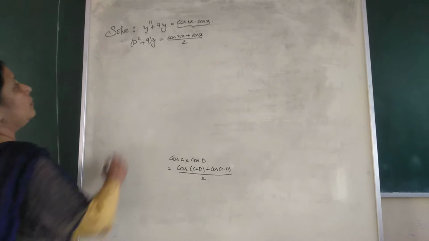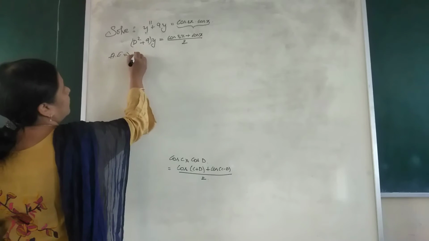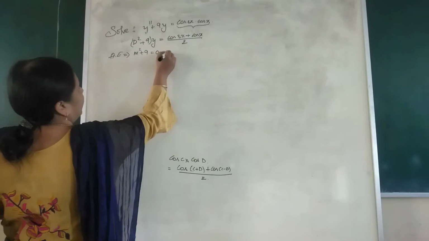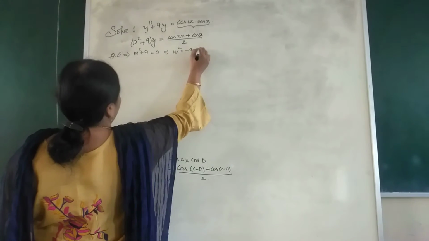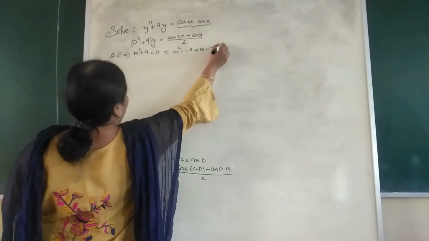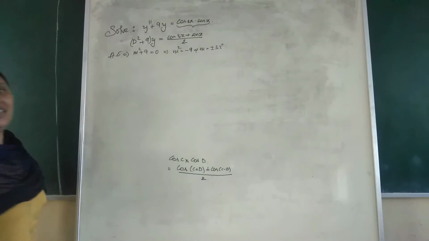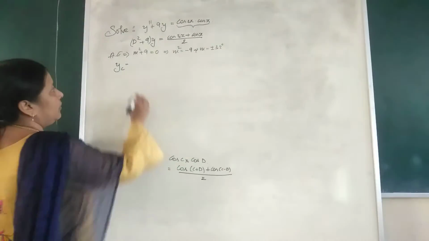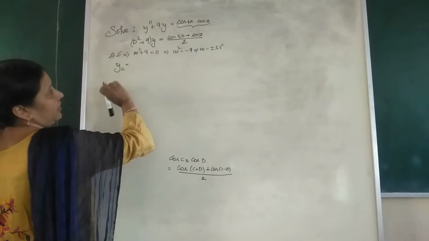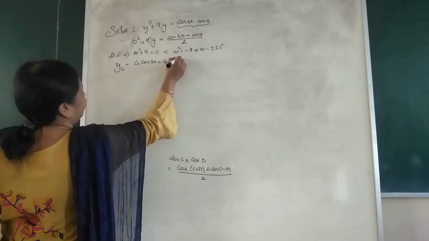Understood? So now, considering the auxiliary equation to get the first part of the solution, we get m square plus 9 equals 0, which implies m square equals minus 9 and m is equal to plus minus 3i. I am directly writing i here because it is the square root of a negative number, and root 9 is 3. Hence both are complex roots. So what is the complementary function? Yc is equal to, we don't have the real part, so the exponential term will not be there, C1 cos 3x plus C2 sin 3x.